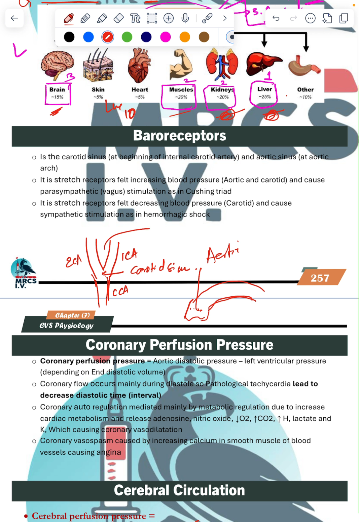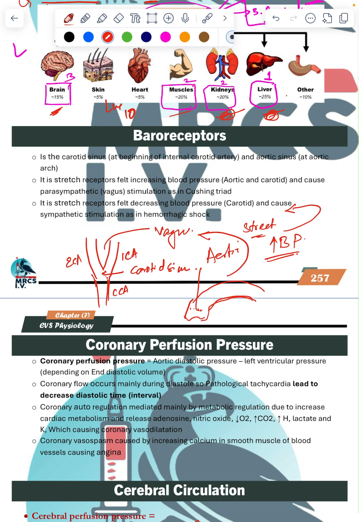From here, the vagus nerve is carrying it, and from the other artery, the glossopharyngeal, the 9th and 10th cranial nerves. Two nerves are carrying it. Stretch means increased blood pressure. They are detecting that blood pressure is increasing. So what do they do? They cause inhibition and decrease the heart rate.